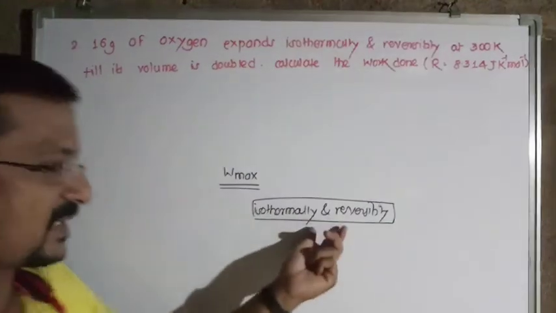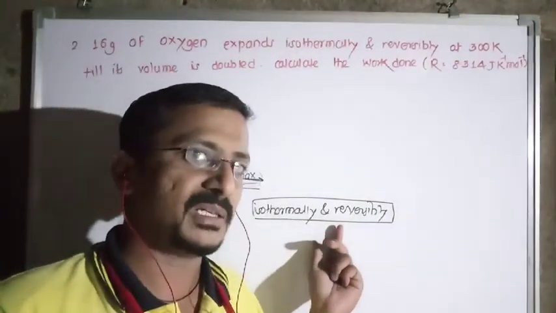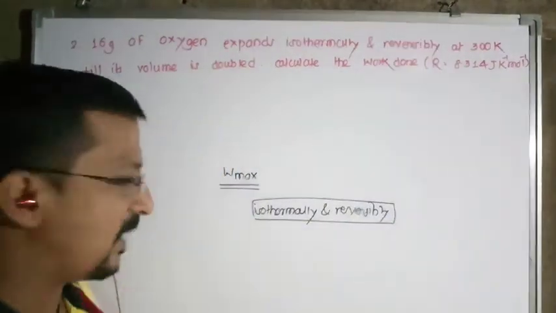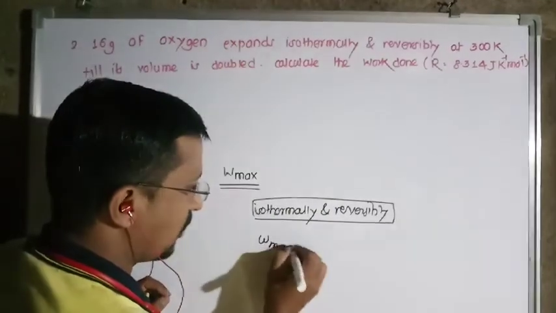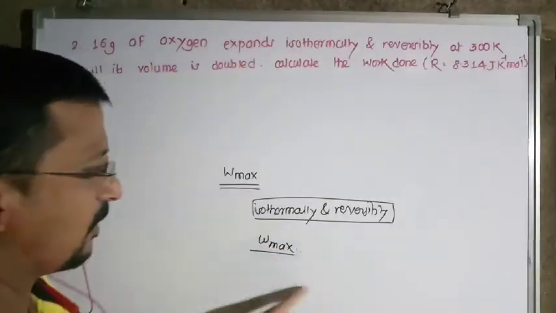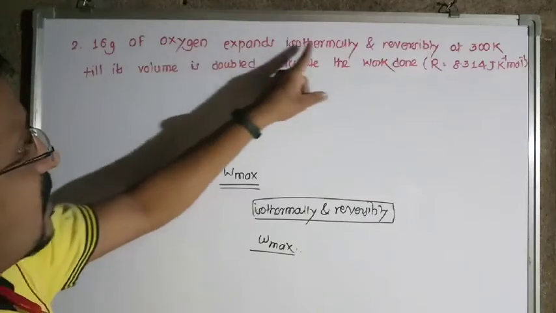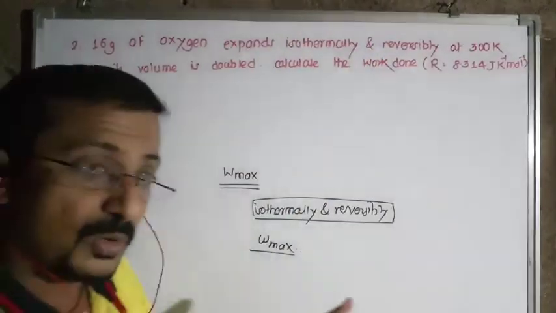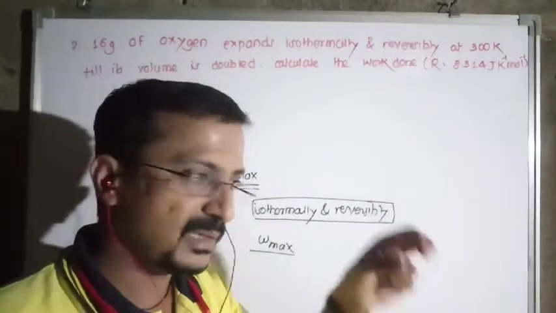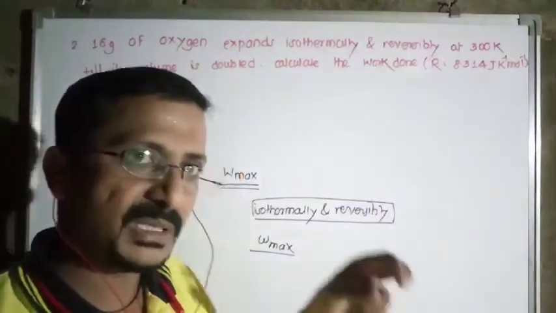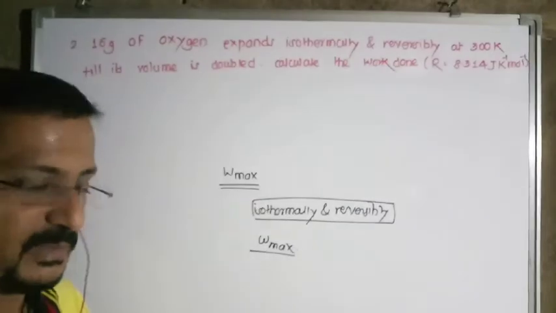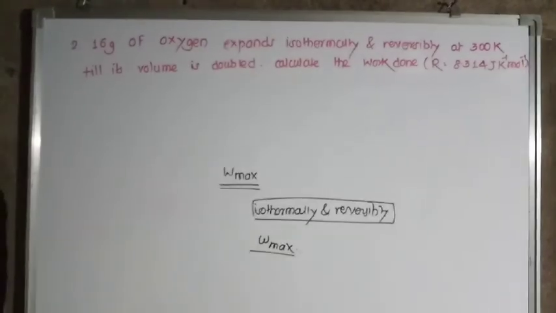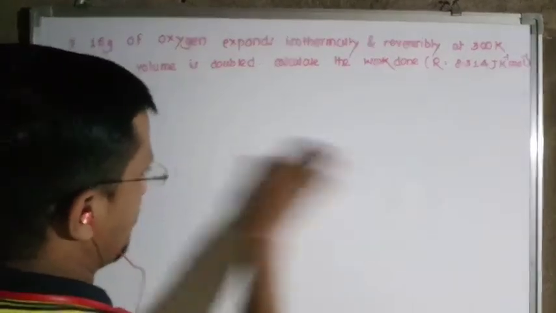Whenever these two words come in examples or numericals, then we have to use the formula of W max. Now see here, oxygen expands isothermally and reversibly. That is the condition to get the maximum work. The system must expand isothermally and reversibly to get maximum work. So the W max equation is there.